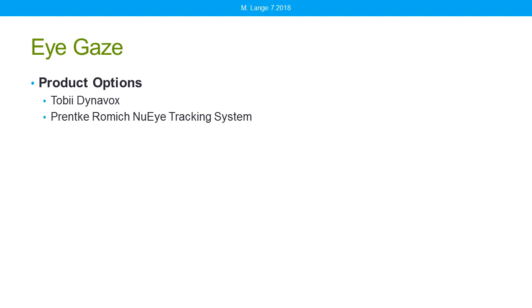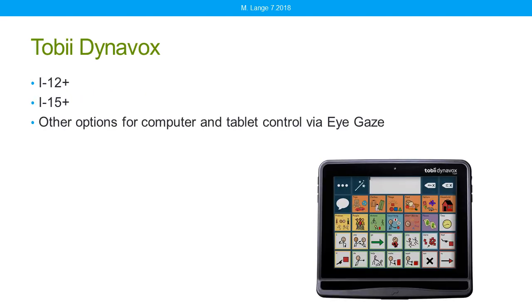So there's a few options out there for communication. Our main options right now are Tobii Dynavox and Pentax's new eye tracking system. Tobii Dynavox has two primary devices that utilize eye gaze. First is the i12 Plus and then the i15 Plus, and the difference is in size of the device itself. They also have some other options to run their eye gaze technology either on a computer or on a tablet.